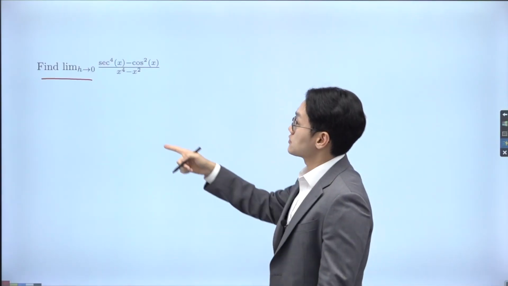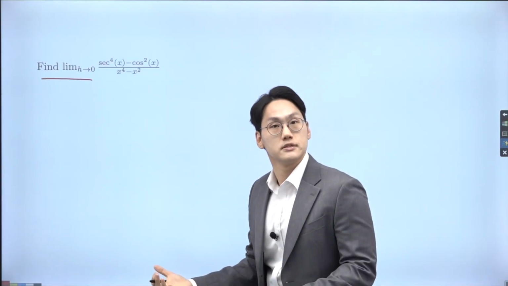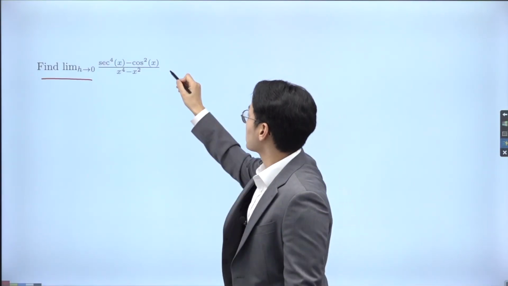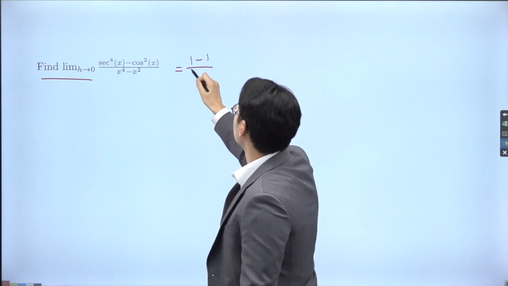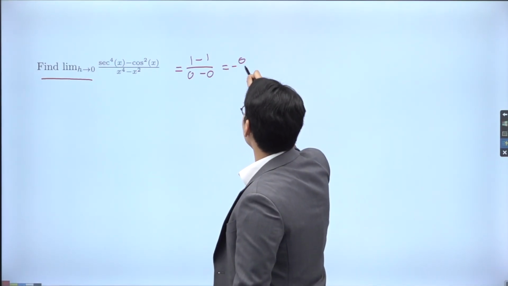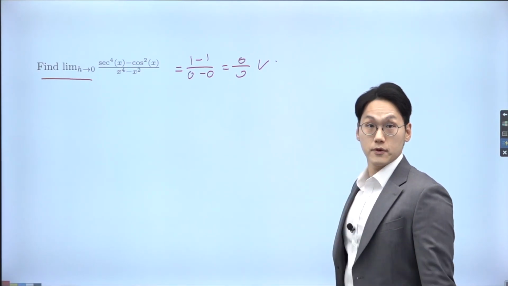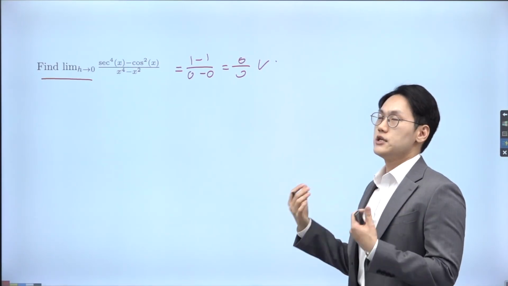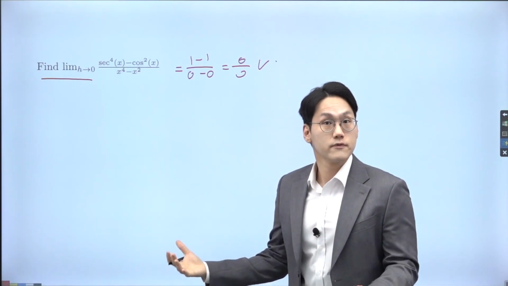So if you put x equal to 0, secant 0 is 1 over cosine 0, and cosine 0 is 1. So I get 1 minus 1 over 0 minus 0. So I get 0 over 0, so it's an indeterminate form. Brilliant. Okay, so it is subject to L'Hopital per se.